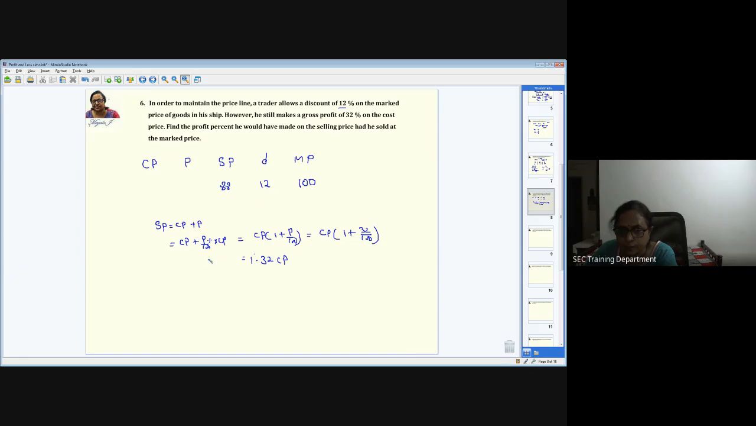This is what I was telling you yesterday, that you have to remember this format. If there is a 25% profit, then selling price is equal to 1.25 CP. Here it is given as 32% profit, so it's going to be 1.32 CP. Selling price is known here. So 88 equals 1.32 CP. So what is your CP?